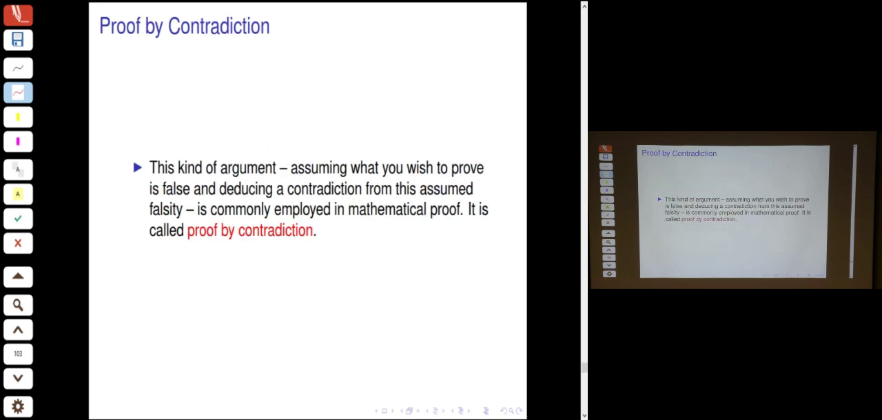This kind of argument, assuming what you wish to prove is false and deducing a contradiction from this assumed falsity, is commonly employed in mathematical proof. This is called proof by contradiction. In the later part of Living with Math, sometimes I'll give you some proof. It's optional. You are not required to know proof. But in the proof, very often I have to use proof by contradiction. So that's why in the first few lectures, I want to make this clear.